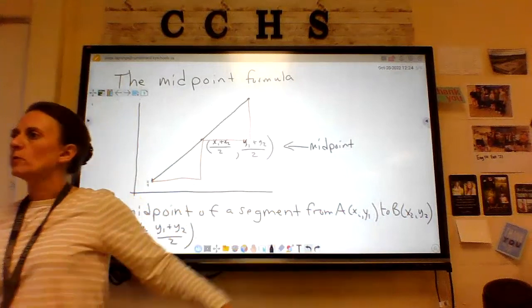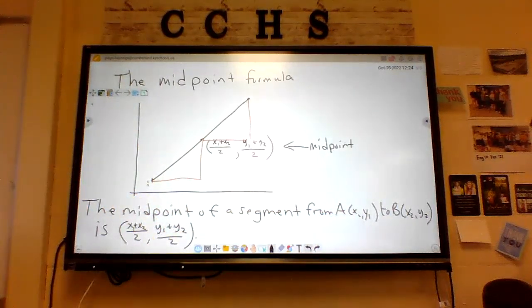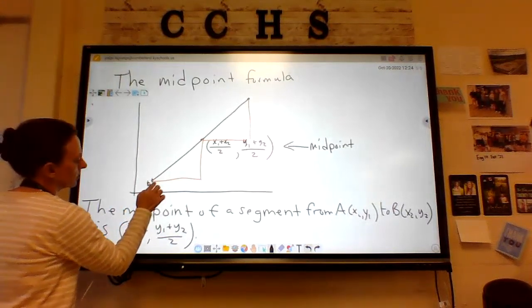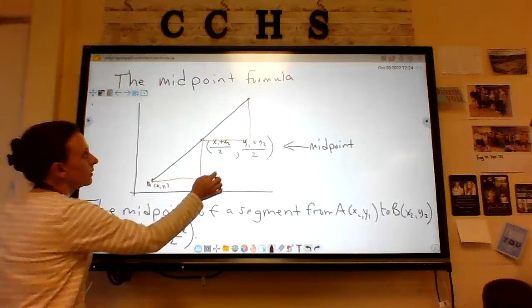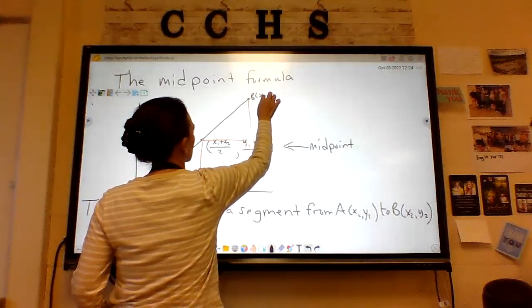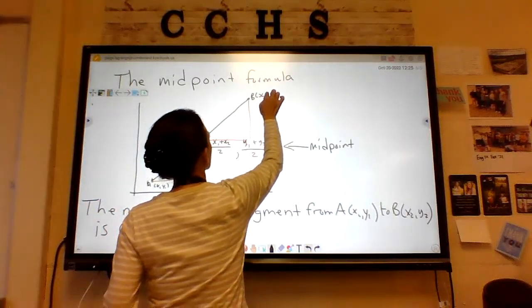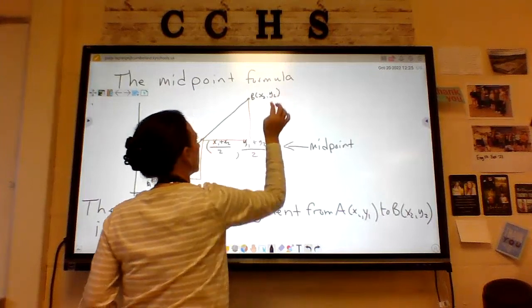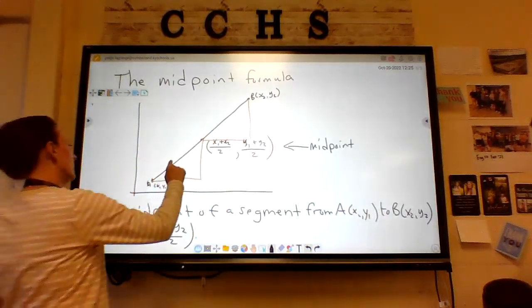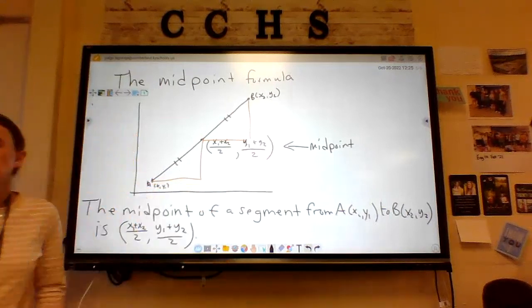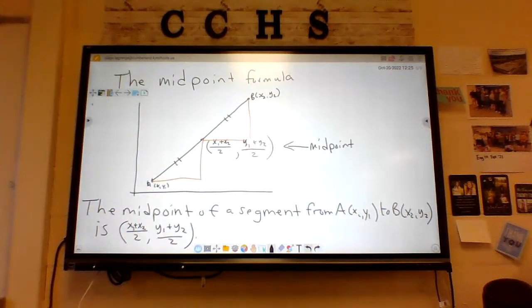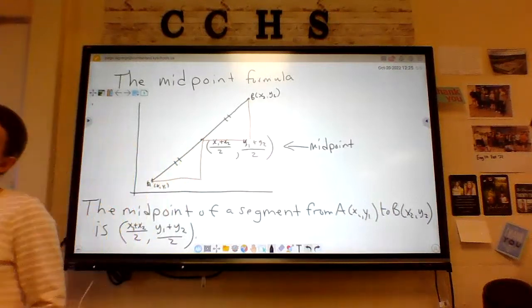X1, Y1. There's a comma in between. Those Z's look like twos. My Z's usually have lines between them, but it can be either way that you want. What are the little lines? The two hash marks show that they're the same. They're congruent.